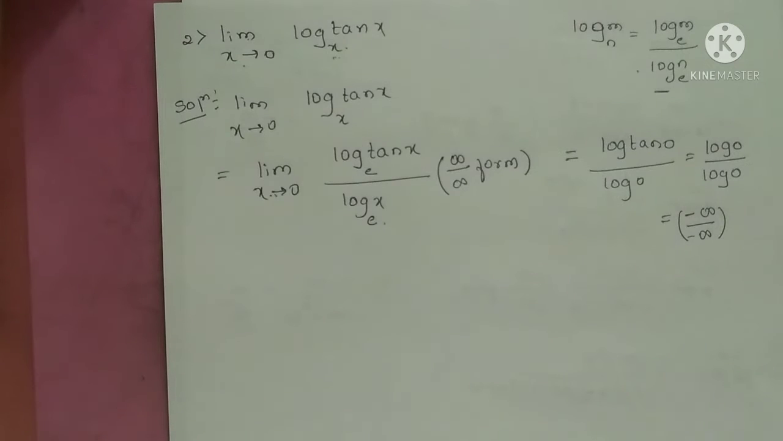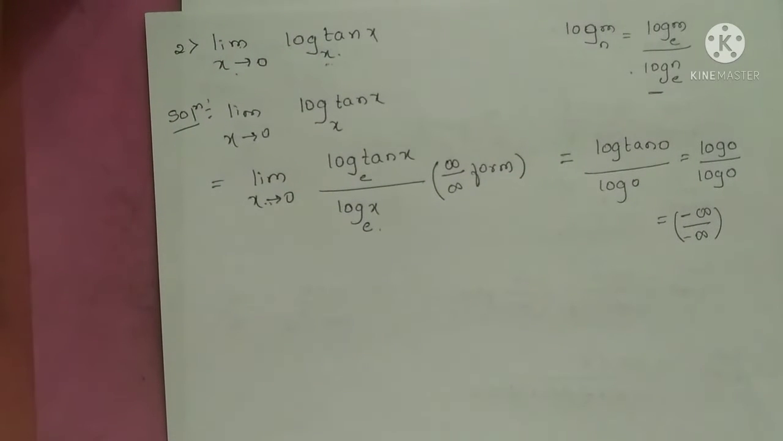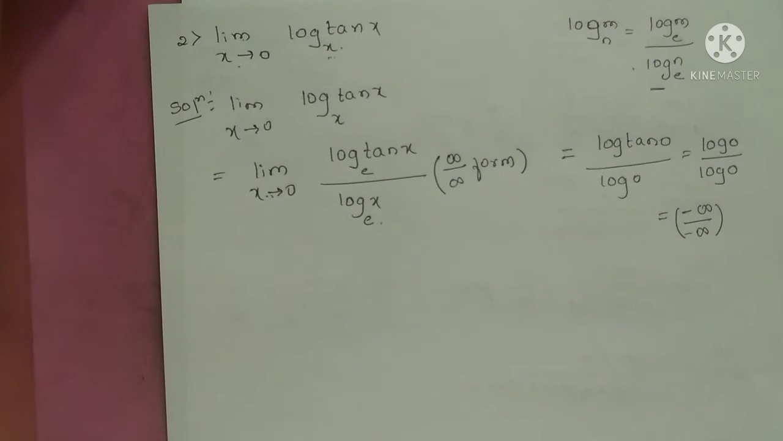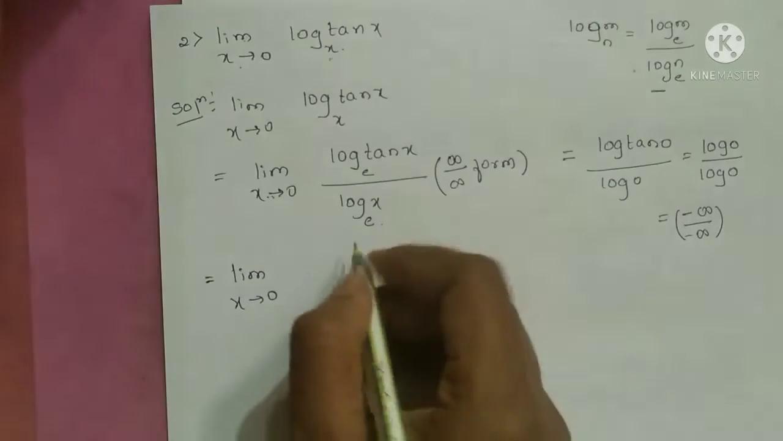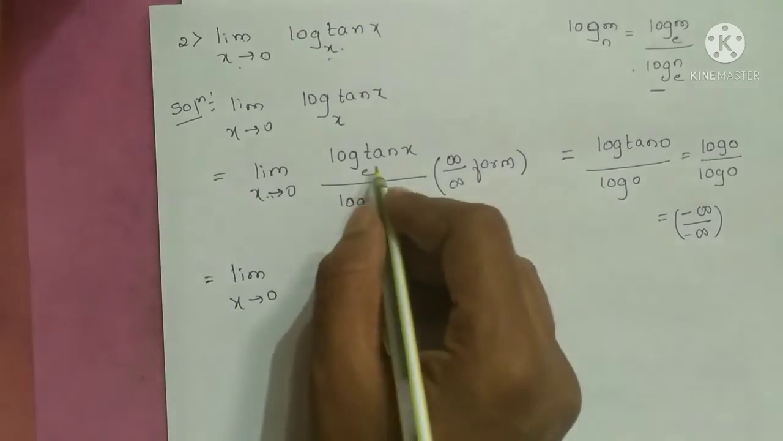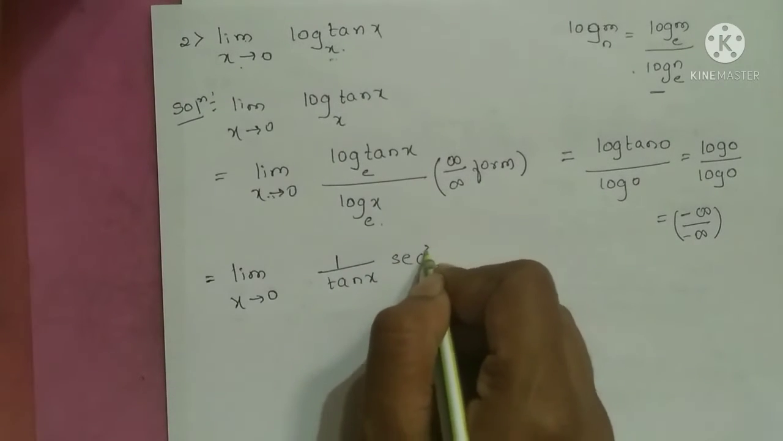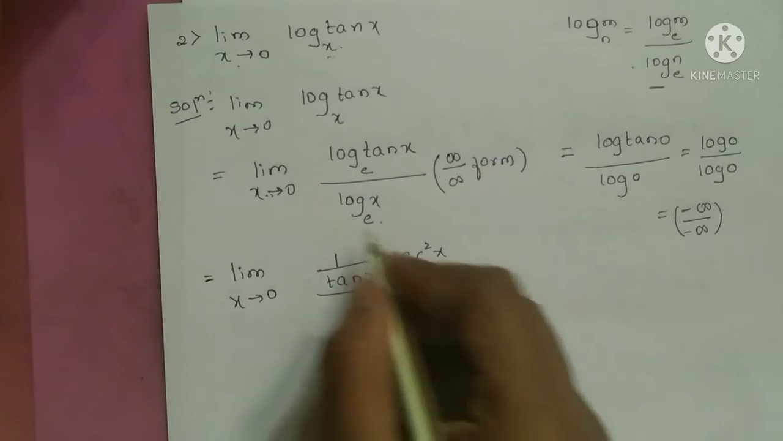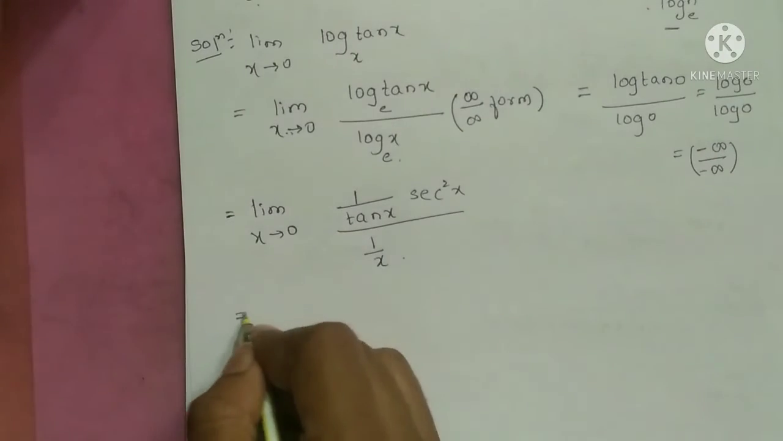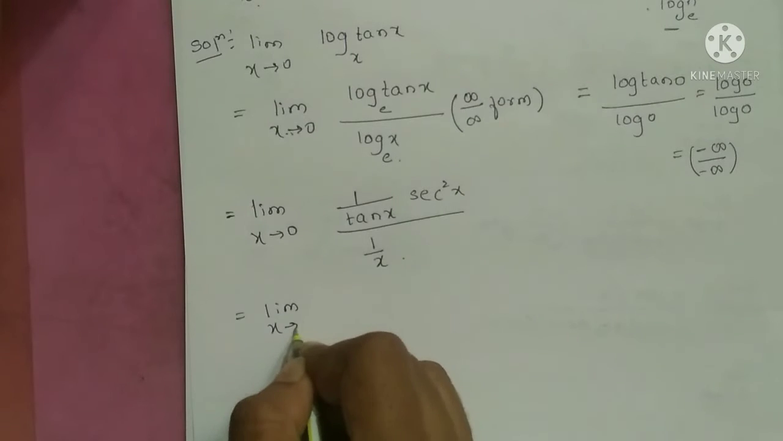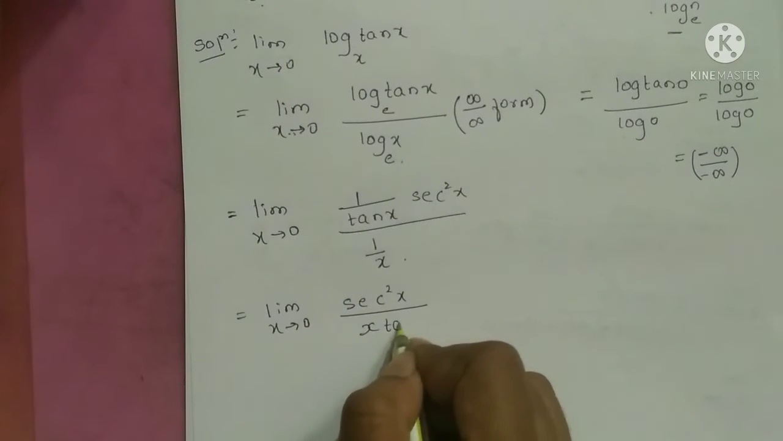When you have the infinity by infinity form, what does the working rule say? You have to differentiate the numerator and denominator separately. So carry the limit x tends to 0 as it is. Differentiation of log tan x is 1 by tan x, and tan x differentiation is secant square x. Differentiate the denominator separately: log x differentiation is 1 by x. Again this can be simplified: limit x tends to 0 secant square x divided by x tan x.